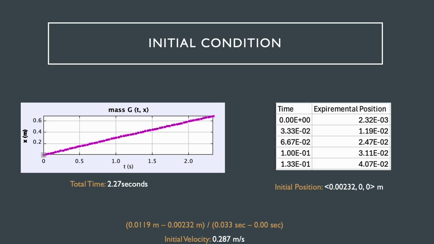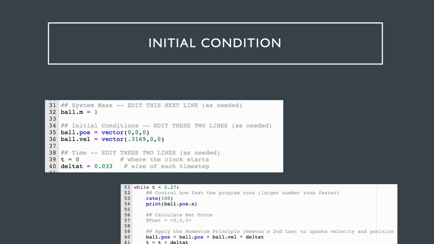And so overall the time was 2.27 seconds. Each time interval was 0.33 seconds, and based off the tracker data, we were able to find the initial position, and using the first two data points, we can find the initial velocity, which is just data point 2 minus 1, so the change in distance over the change in time, and our initial velocity was 0.287. Essentially you put those initial conditions into the GlowScript app, so we put in the initial velocity as well as the change in time, as well as updating both of the principles.